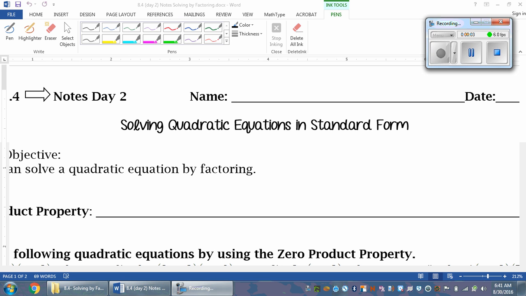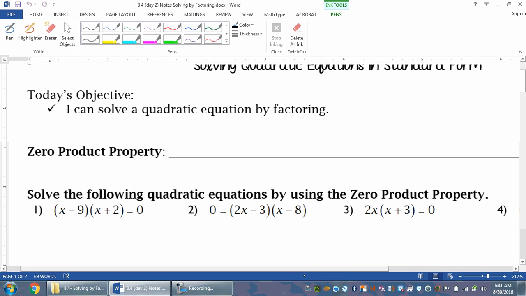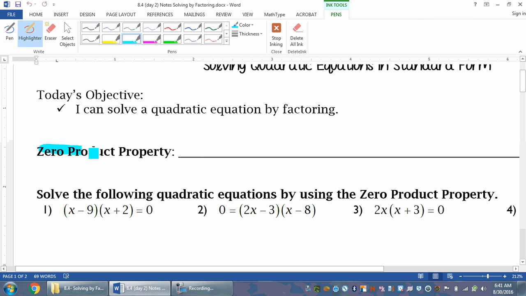Welcome back. Today we'll be working on 8.4 day 2 notes. Again, we'll be solving quadratic equations in standard form by factoring. Before we get started, let's quickly review what the zero product property was. That's what we learned in the last video.